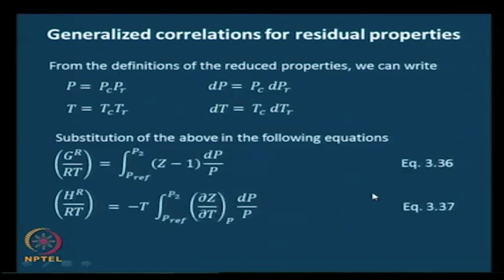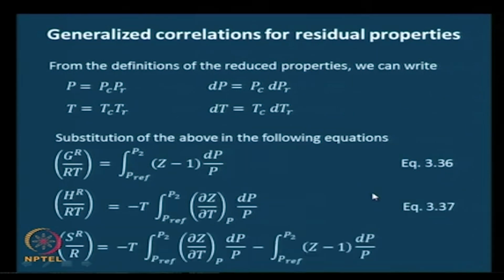had developed for the thermodynamic properties such as Gr by RT, Hr by RT and Sr by RT, we had developed these expressions in terms of the easier to measure compressibility factor, pressure and so on, and temperature. So we said that if we could substitute the values in terms of the reduced properties, we could get generalized correlations, and the usage of them would become a lot simpler in terms of need for data.